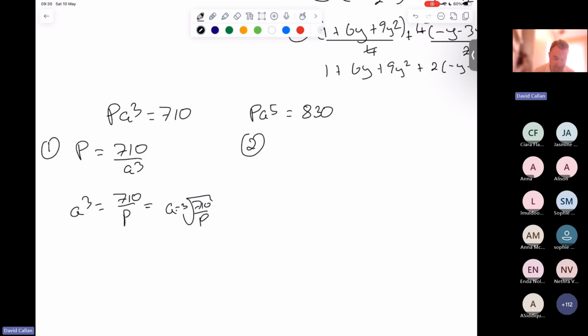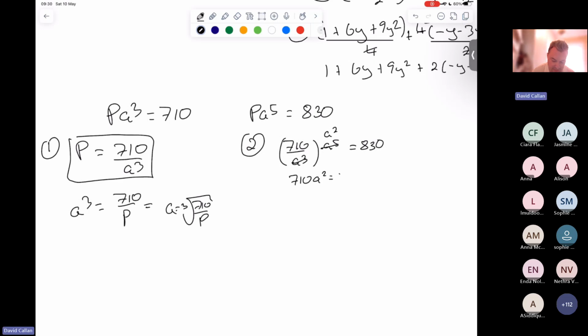This is much nicer to sub in, to be honest. Because if you pop it in here, you get 710 over a cubed times a5 is equal to 830. a5 divided by a cubed is just a squared. So you have 710 a squared is equal to 830. It didn't end up being quite as scary as it could have been.